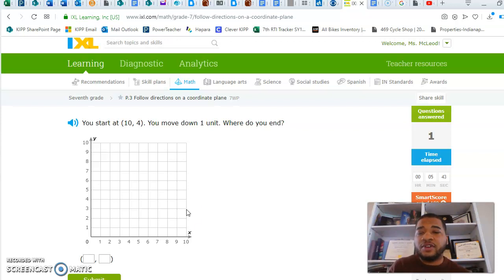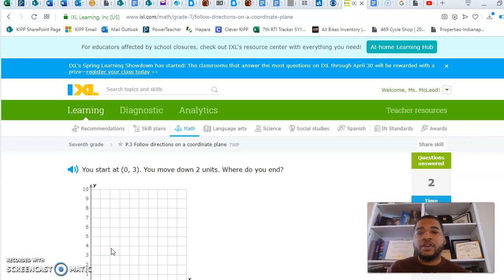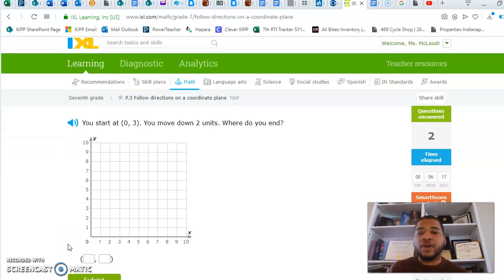So essentially what I do is this. I say, okay, well, I know my first number is 10. My second number, I go back to 3 because it told me to come down 1 from 4. And then I'm just going to go across, and I'm going to look where I am. Oh, I'm at 3. Perfect. So now I know my Y is 3. Submit your answer. And there you go. That was correct.